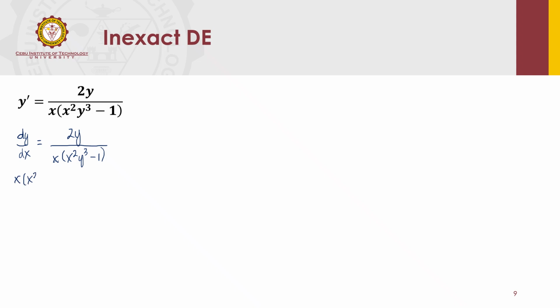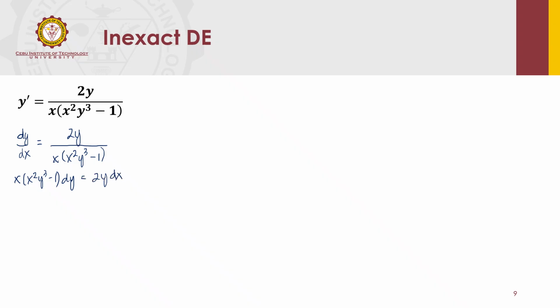So for this next example, this is not yet written in differential form. So let's transform this first. Let's write this as dy/dx, and then determine what the dx term and the dy term are. By cross multiplication, it's x times (x squared y cubed minus 1) multiplied to the dy term, and the right side is 2y dx.